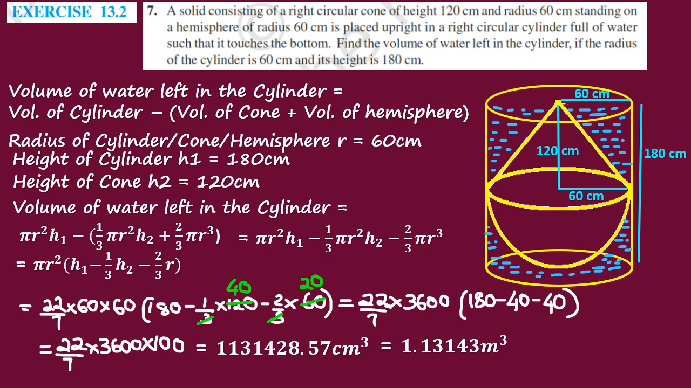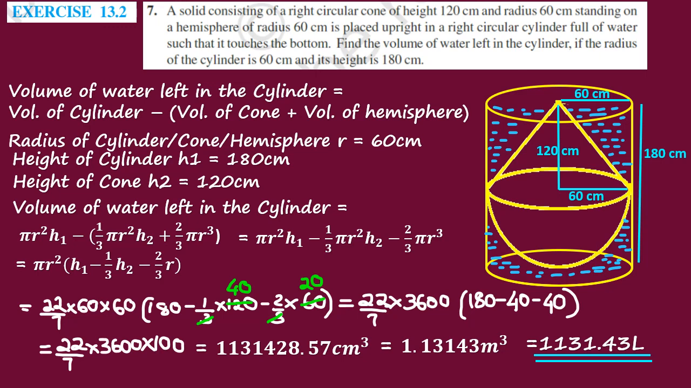And since it is the volume of water, commonly we use it in liter. To convert meter cube to liter, we need to multiply by 1000. So 3 zeros are there, and the decimal point will move 3 steps to the right. So the answer is 1131.43 liter. The calculation part is a little bit heavy. That only you have to do carefully, slowly, without any mistake.